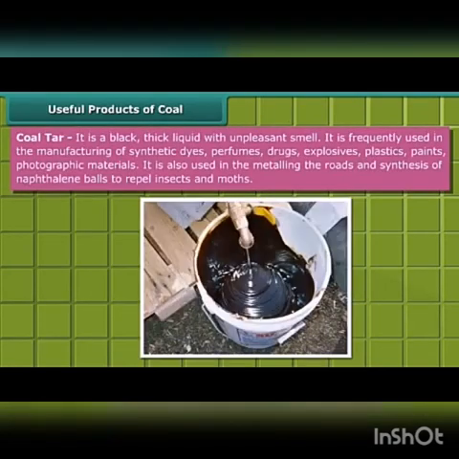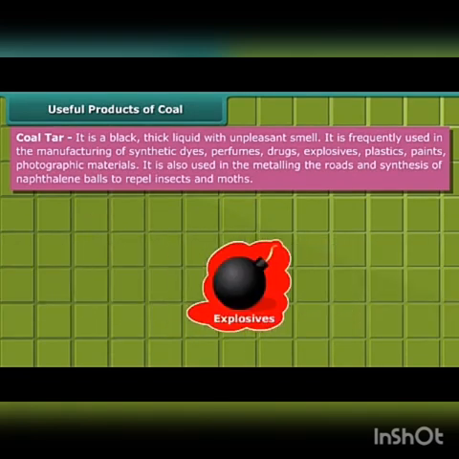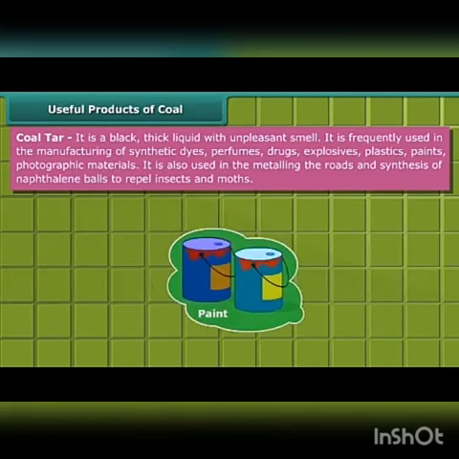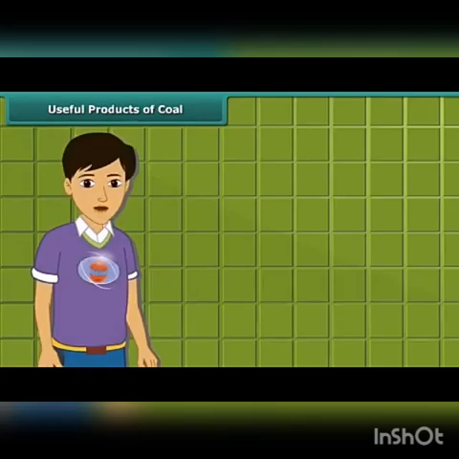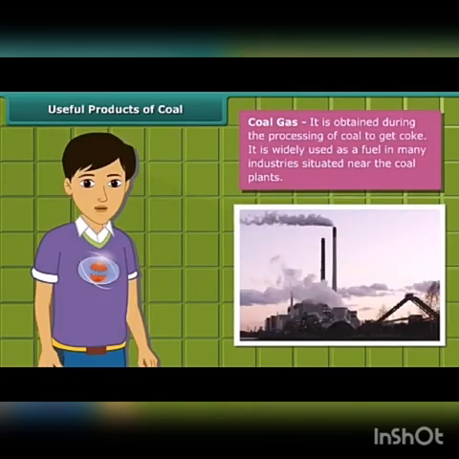Coal tar is a black, thick liquid with an unpleasant smell. It is frequently used for manufacturing of synthetic dyes, perfumes, drugs, explosives, paints, plastics, and photographic materials. Coal gas is produced when coke is obtained from coal. In many industries located near coal plants, it is used as a fuel.